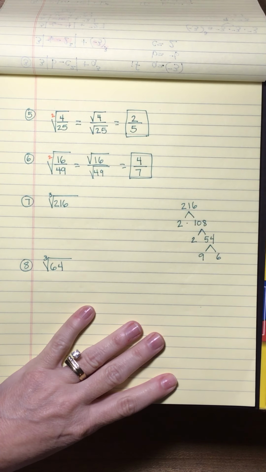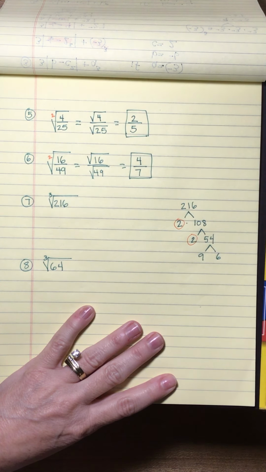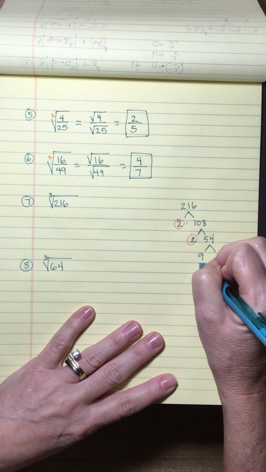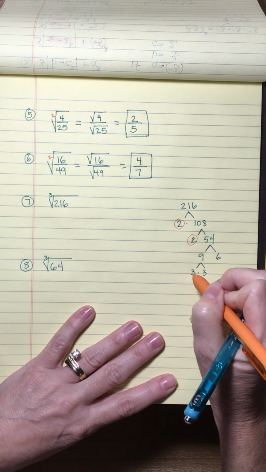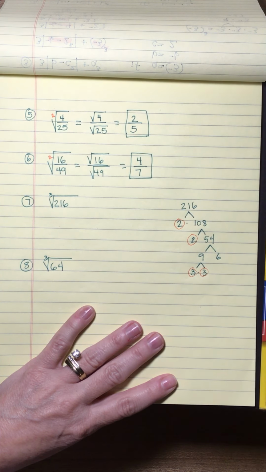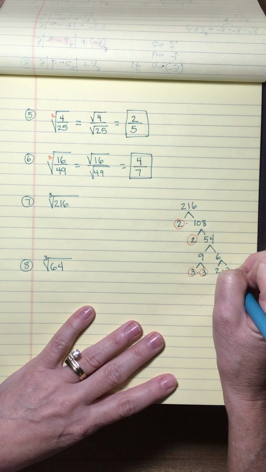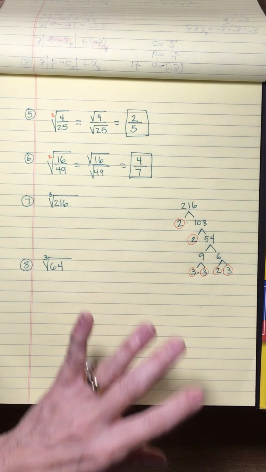So remember, we already have these 2's. We're going to keep those 2's, but we can keep breaking these numbers up. So 9 is going to be 3 times 3. That's now a prime factor, so I'm going to leave those as 3. And 6 is 2 times 3. So I have those broken into my prime factors.